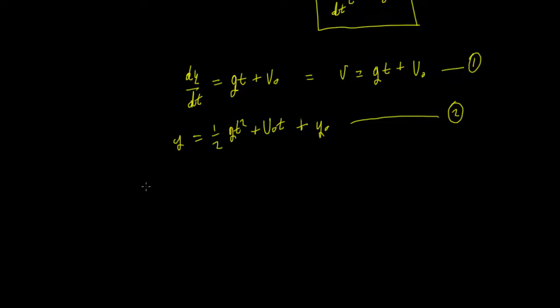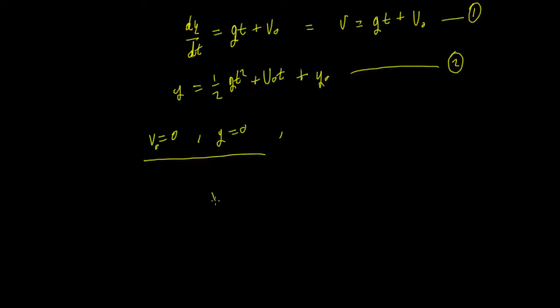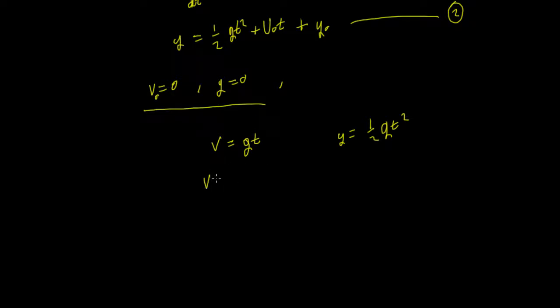So if we were to say then that the initial velocity equals 0 and the initial position equals 0, if we put these into equations 1 and 2, then you're just going to be left with two equations. We're going to have v equals gt and y equals a half gt squared. Now we can see from these that velocity is directly proportional to time and position is directly proportional to time squared.